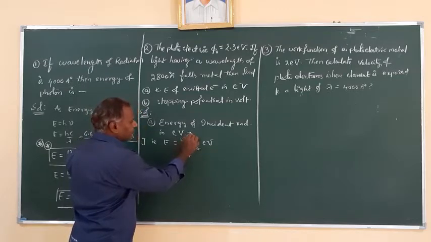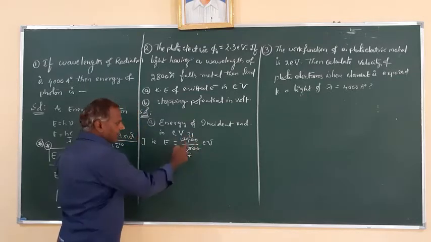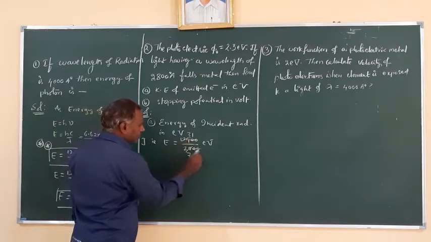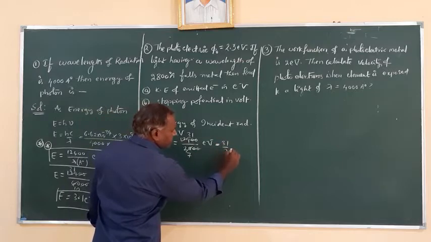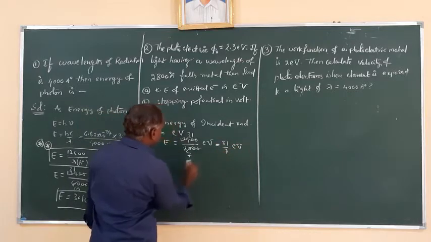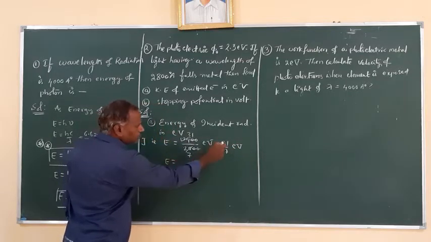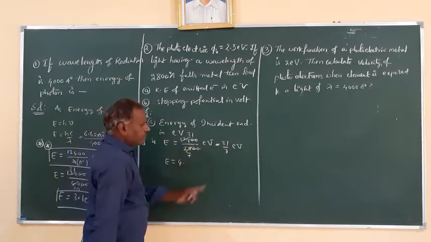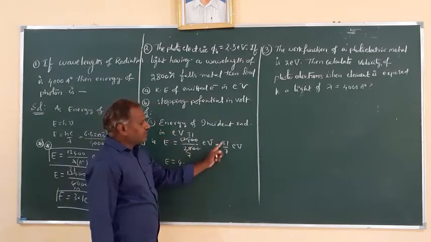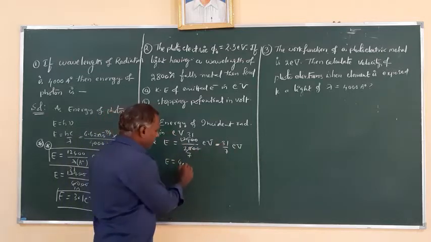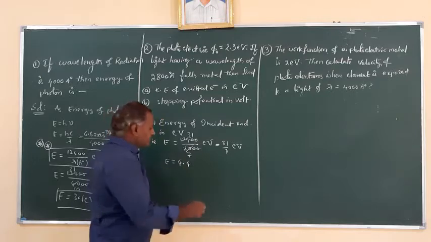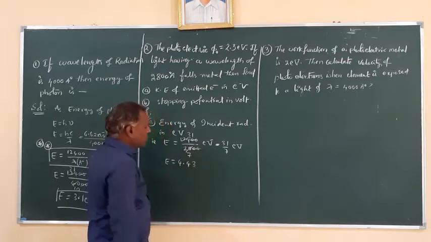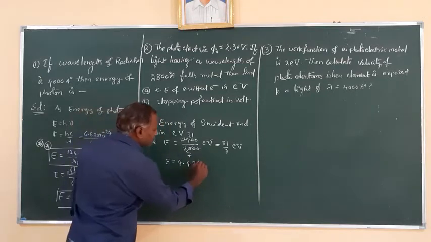Next it is 431. Again divide 31 by 7, so this is 31 upon 7 electron volts. So E is equal to 4.7, 7 fours are 28, 3 remains, 30. Again 7 fours are 28, 2 remains, 20. 7 threes are 21. Like this you get 4.43 electron volts.